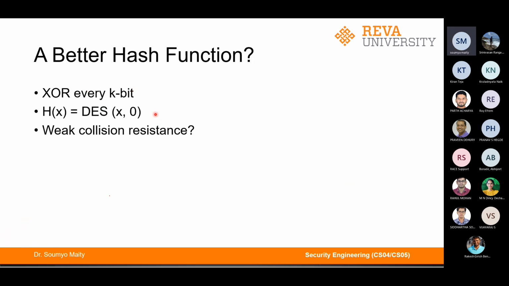Now one more thing we can do. Last day we learned about the DES algorithm. How about giving it a key of just 0? It is a fixed key, a zero key. All the 64 bits of the DES key are 0, and we can compute the hash value out of that.